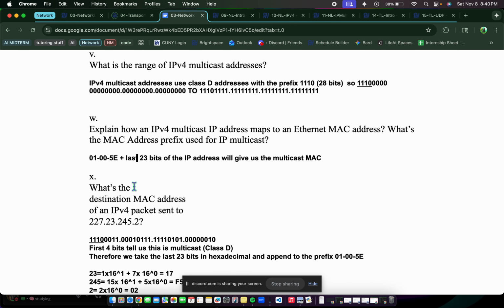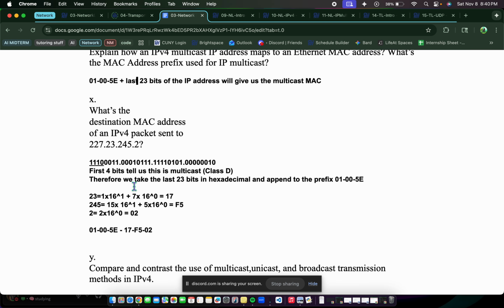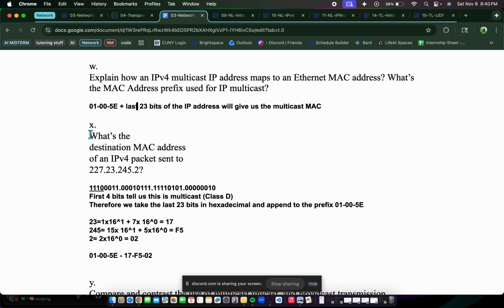So I think there was a question, actually it was right here. What is the destination MAC address of an IPv4 packet sent to this IP address? So first, convert this to binary. That's this over here.